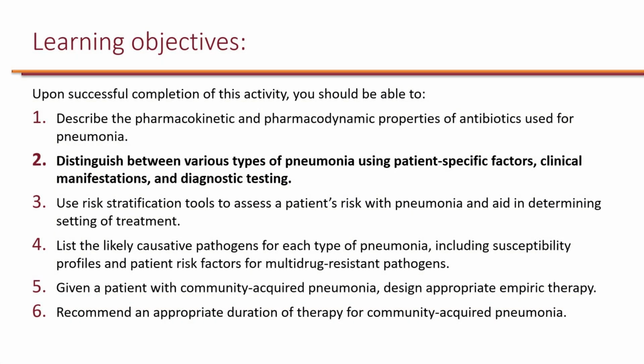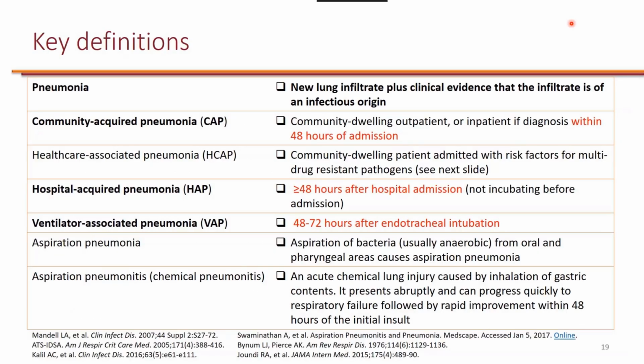We described the pharmacokinetic and pharmacodynamic properties of antibiotics used for pneumonia. Now let's distinguish between various types of pneumonia using patient-specific factors, clinical manifestations, and diagnostic testing. Here are some key definitions that you should know.